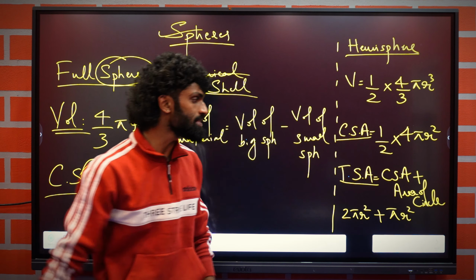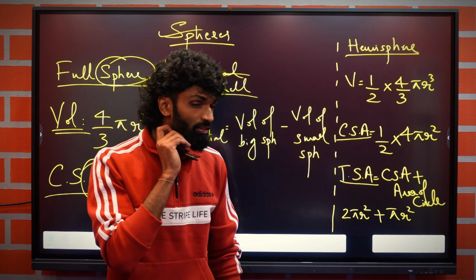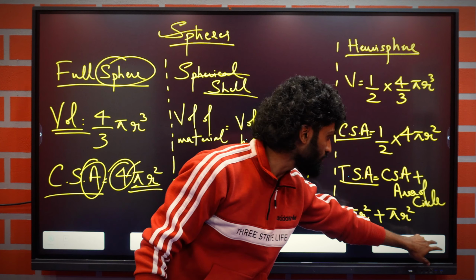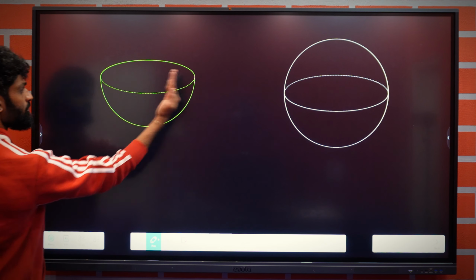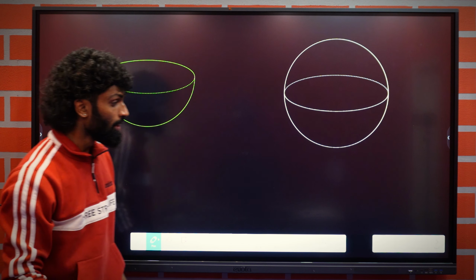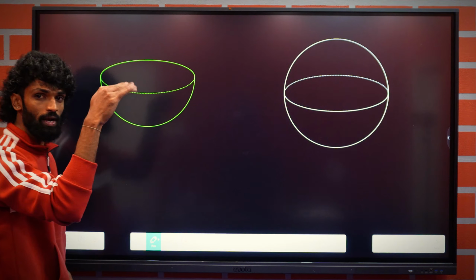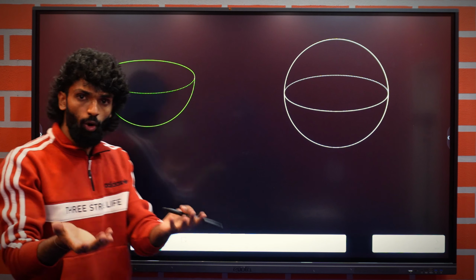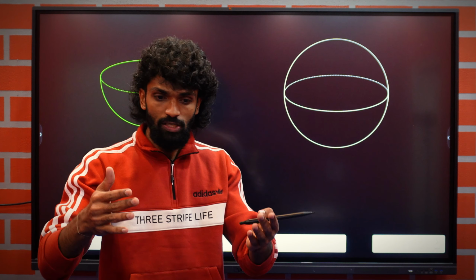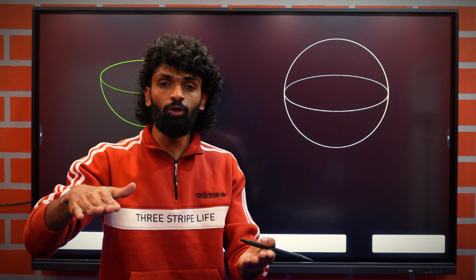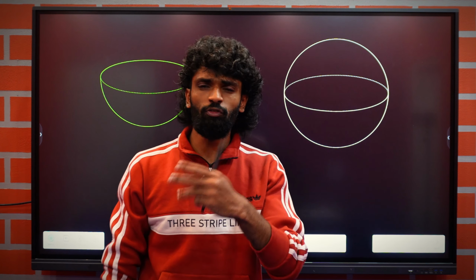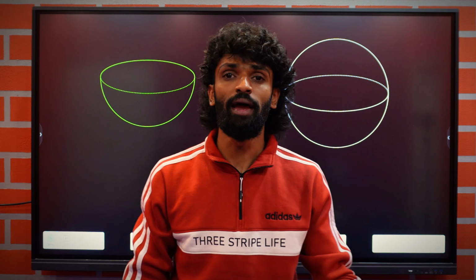What's the main difference between CSA and TSA? Curved surface is only talking about the curved part of it, as you can see here. This curve here, this bulge here. Fine. Total surface means, think for a second, we're going to talk about this bulge as well as the top. If you take a bowl, the bowl has a bulge and on top of it you also have an option of covering it. A lot of people use these kinds of bowls for microwave stuff.